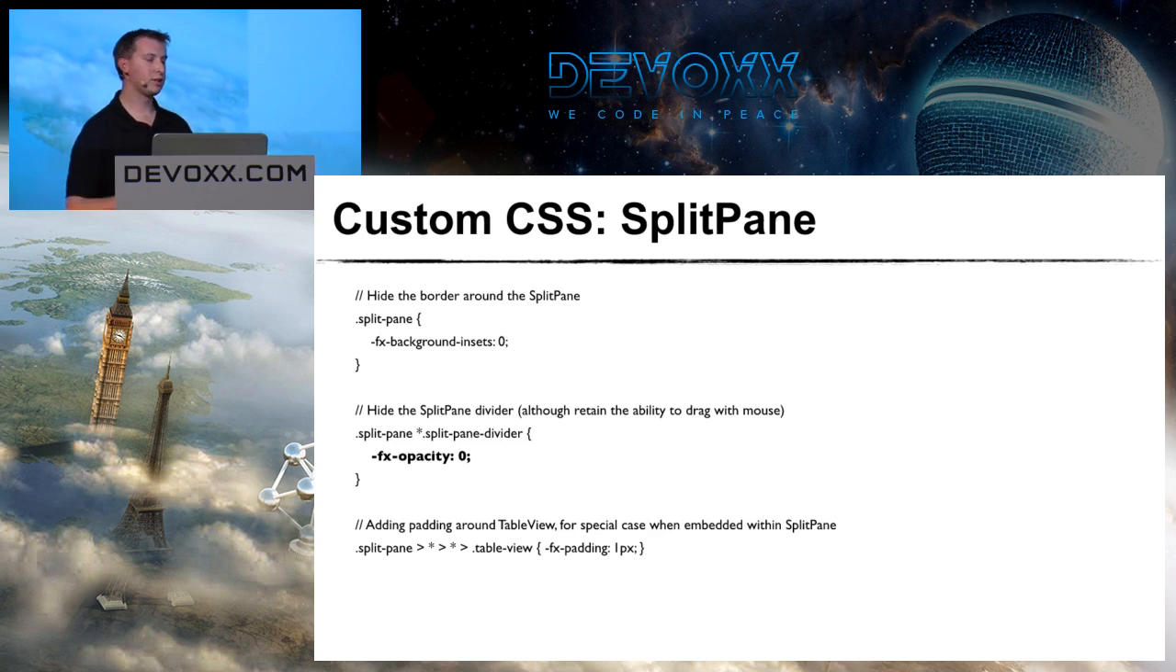So the next thing I want to do is hide the border around the split pane. There's a border going around the entire split pane, which is the table at the top and the charts at the bottom. And that's what brings in those vertical lines. So I'm basically making the insets be 0. We're hiding the divider by making the opacity 0. And we're just doing a little bit of tweaking for the padding to make it look a bit nicer.